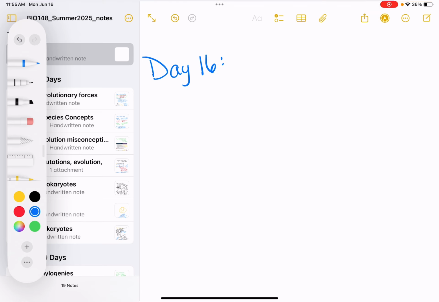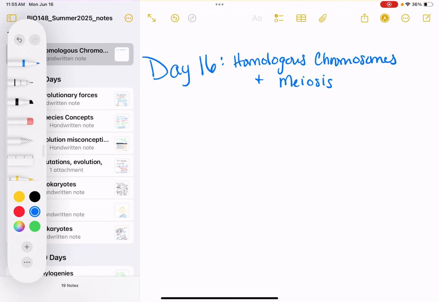So day 16, and today we're going to be talking about homologous chromosomes and meiosis. I decided I am going to do another video tomorrow talking about fertilization and mitosis. So just remember that is coming tomorrow, and I'll probably talk a little bit about gene expression again as well. Okay, so let's start by thinking about homologous chromosomes. We've talked about this before, but let's just do a reminder.